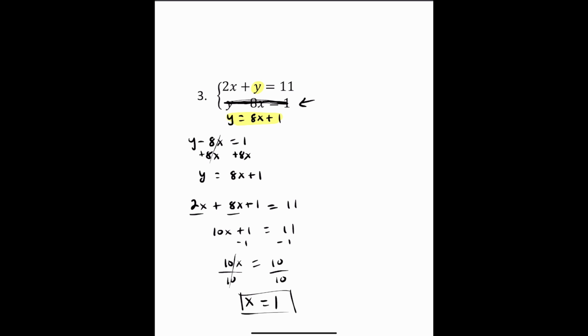So if x is equal to 1, then we need to find our y value. So we know that y is 8x plus 1, right? So I'm going to choose that to replace this x with this 1. So y equals 8 times 1 plus 1. So 8 times 1 is 8, plus 1. We get 9. So y is equal to 9. Therefore, as an ordered pair, your answer is (1, 9).